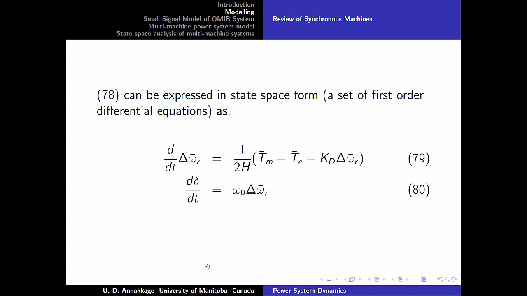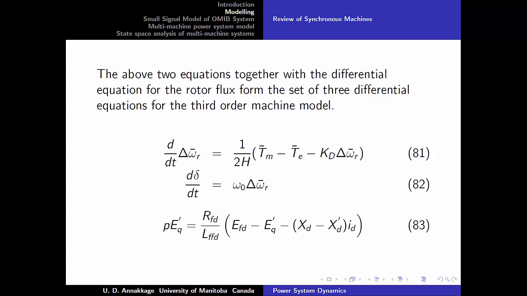So the rotor dynamics are represented by two differential equations. One equation for the derivative of speed and the other equation for the derivative of rotor angle delta. Now we have altogether three differential equations describing the dynamics of the synchronous machine. The first two equations represent rotor dynamics, and the last equation represents the dynamics of the field winding, or the dynamics of the field flux.